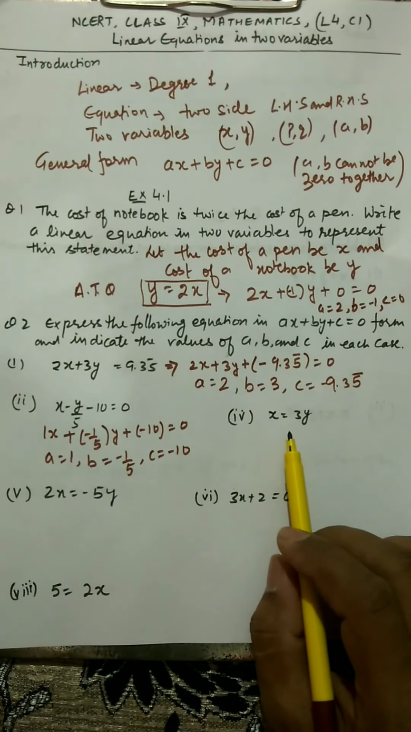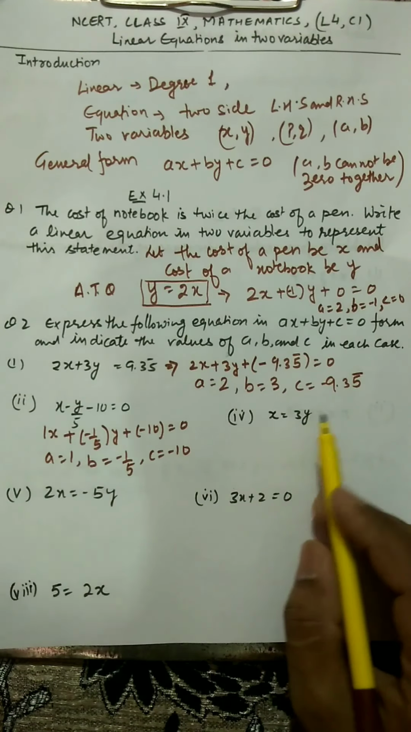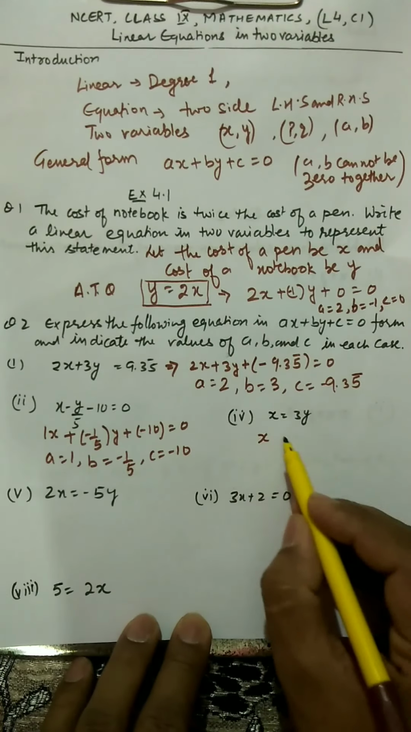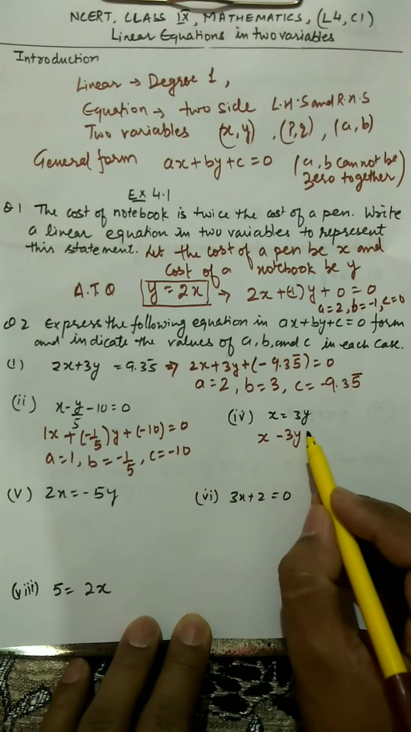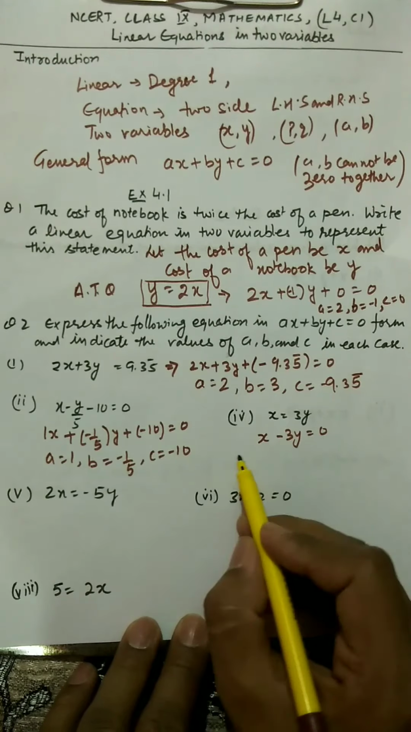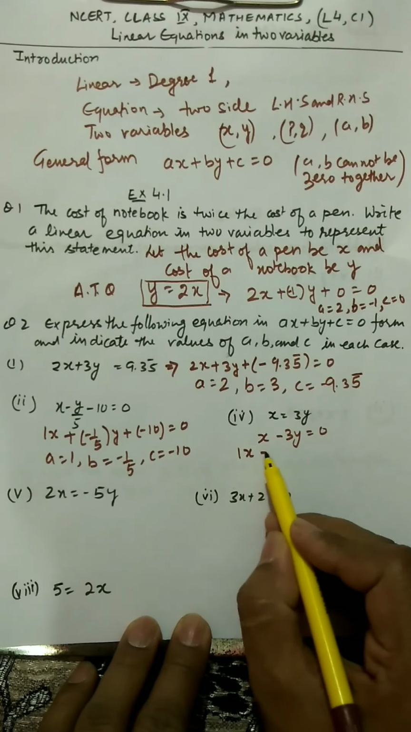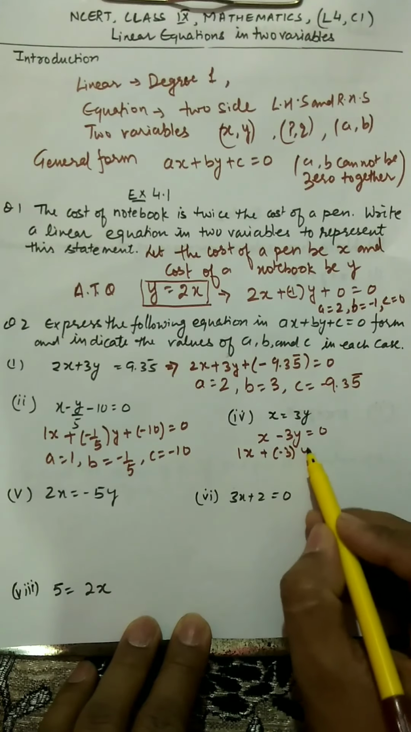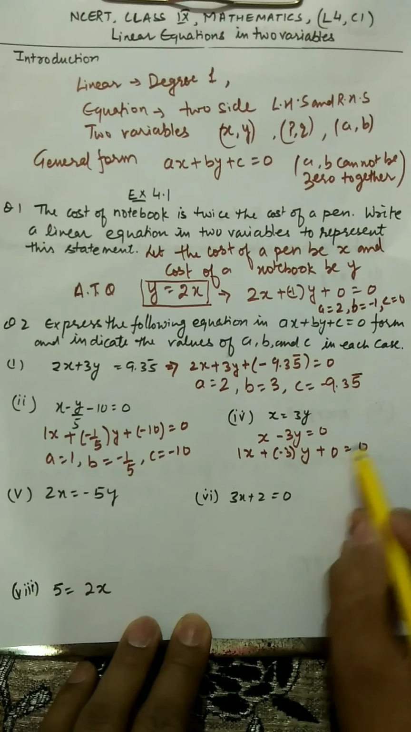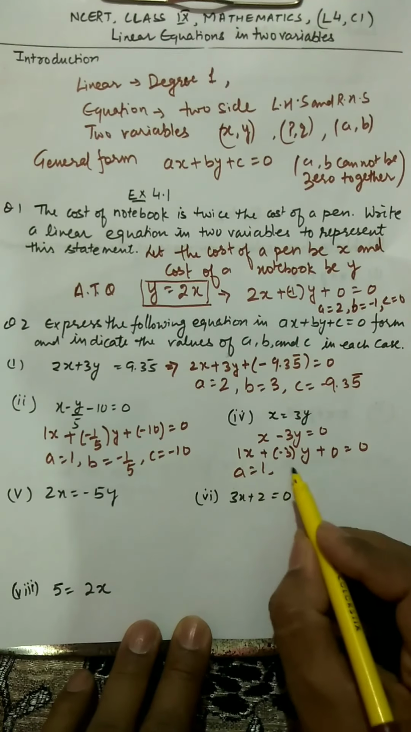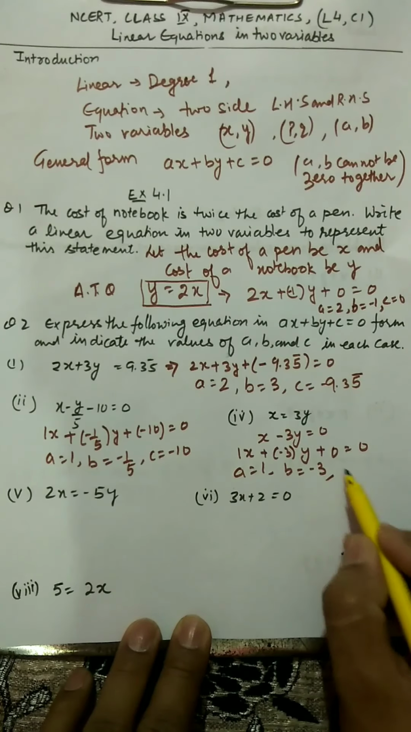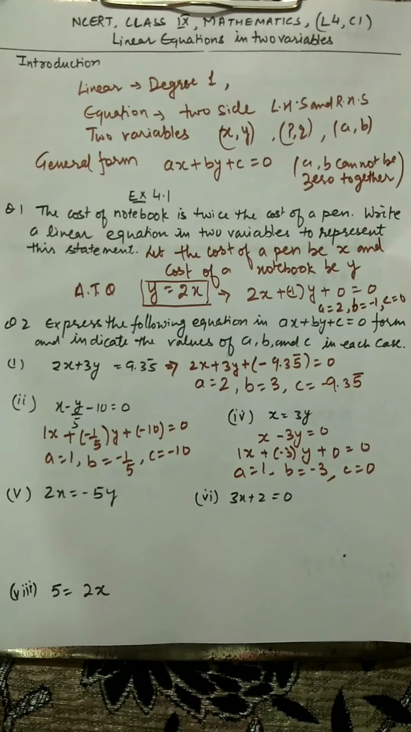Now see this another example. This is the fourth one. Now you can convert that: you bring this 3y here, so it becomes minus 3y, and there is nothing on the right, so you write it as 0. So you write 1x plus minus 3 y, and write this as 0 because there is nothing, so take it like this. So a is equal to 1, b equal to minus 3, and c equal to 0.